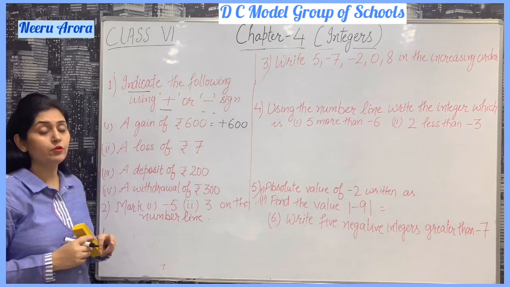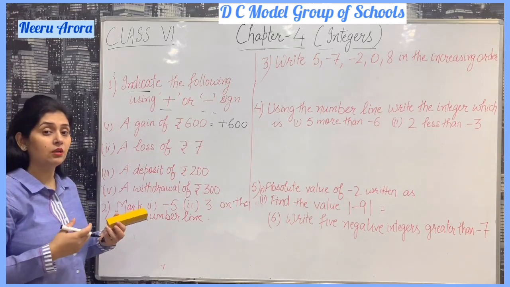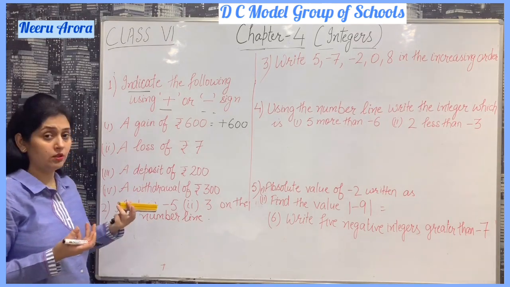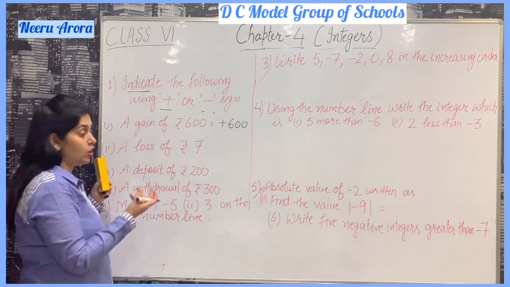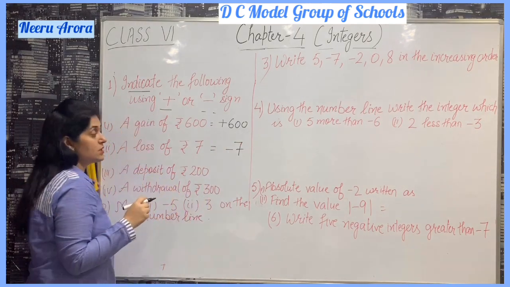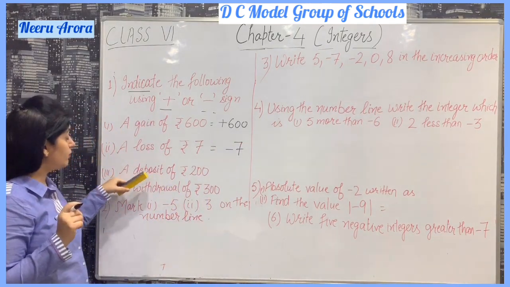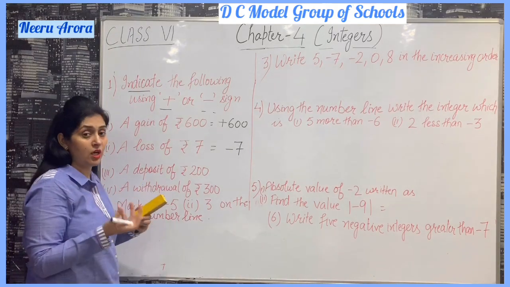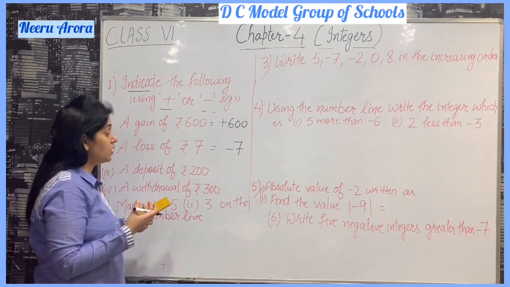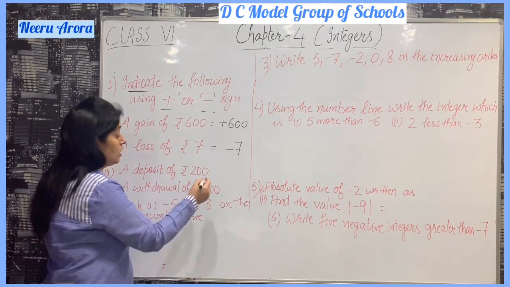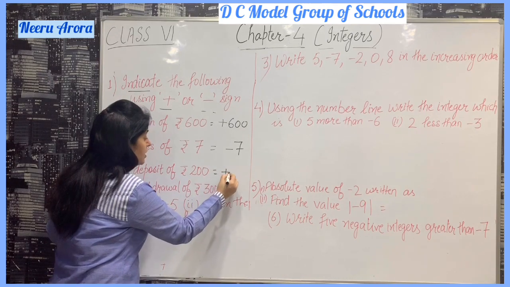A loss of rupees 7 means something is going from your pocket money, or you are losing something. A loss of rupees 7 means minus 7. Here comes the sign minus. A deposit of rupees 200. Deposit means something coming into your account. Suppose you are depositing money in your account, something adding to your current money. So what sign comes here? Plus.